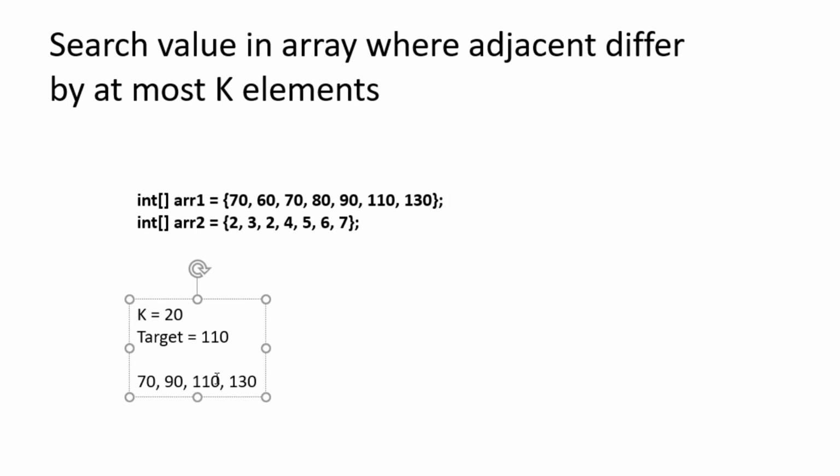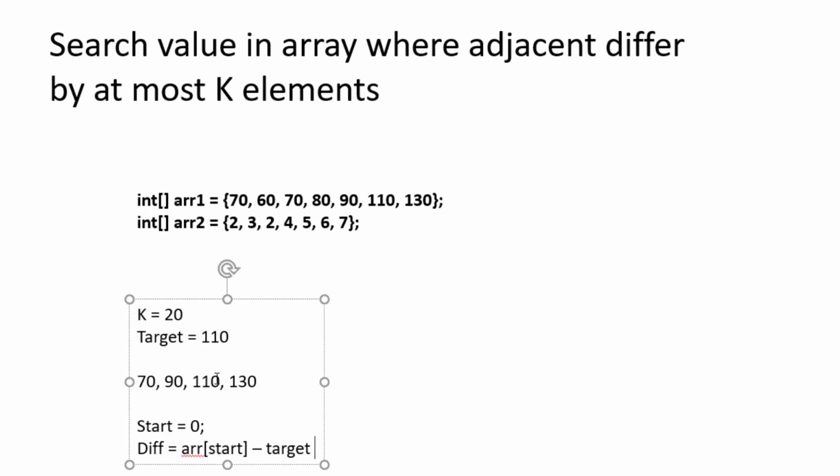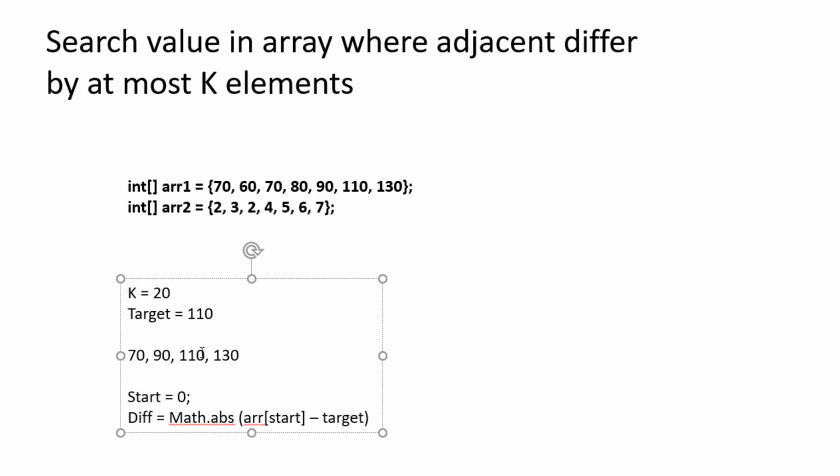So what I will do is start my iteration from the 0th index. I will take it as start, and I will take a difference, so the difference would be my position. Let's say this is my start, so I will take the difference between this position and my target value, and this would be the absolute value. Why absolute? Because it could be a lesser value or it could be greater than the target. Once I have achieved this, I will divide it by k, and it would give me the step difference.